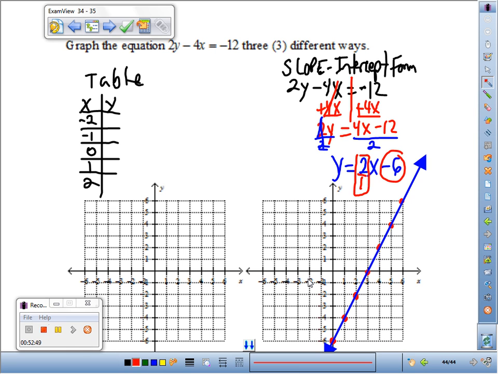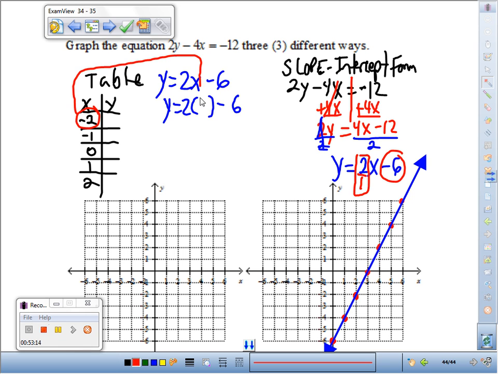So watch. I'm going to use this equation. I'm going to write it here. Y equals 2x minus 6. I'm going to write it again, y equals 2, but I'm going to open up parentheses for the x. So, what is the first value that I'm going to substitute into my equation? Negative 2. That goes in here. So what is 2 times negative 2? Negative 4 minus 6, what is that? Negative 10. That goes right there.